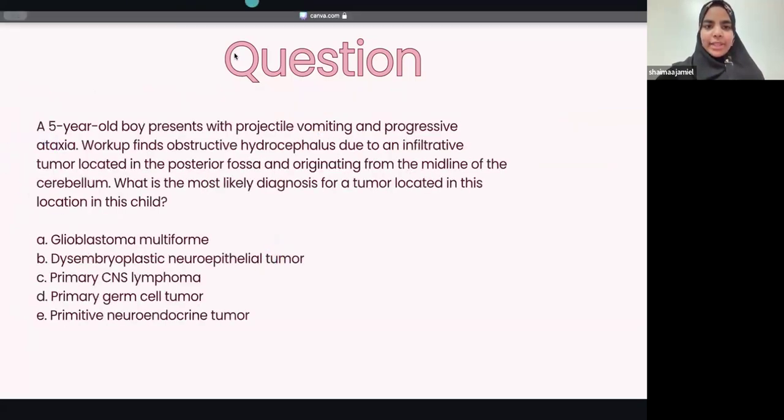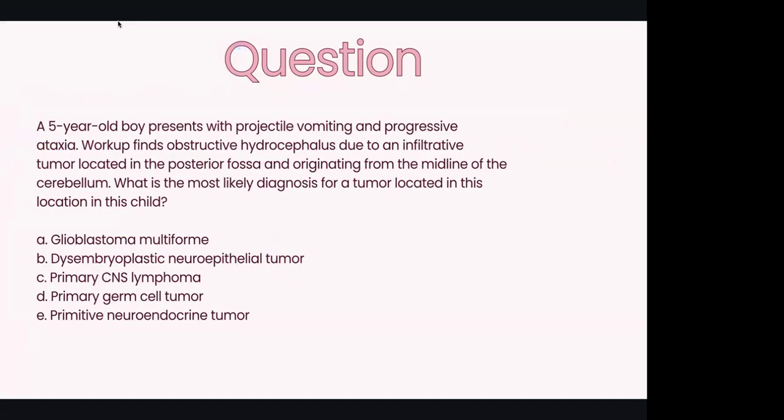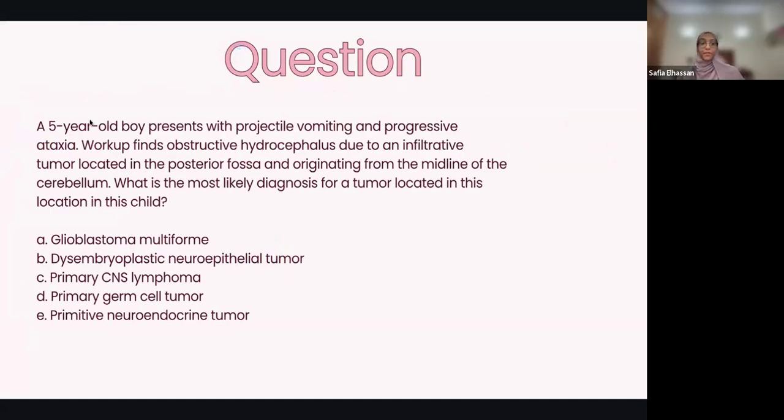Okay, Safia. A 5-year-old boy presents with projectile vomiting and progressive ataxia. Workup finds obstructive hydrocephalus due to an infiltrative tumor located in the posterior fossa and originating from the midline of the cerebellum. What is the most likely diagnosis for a tumor located in this location in this child? A. Glioblastoma multiforme. B. Dysembryoplastic neuroepithelial tumor. C. Primary CNS lymphoma. D. Primary germ cell tumor. Or E. Primitive neuroendocrine tumor.